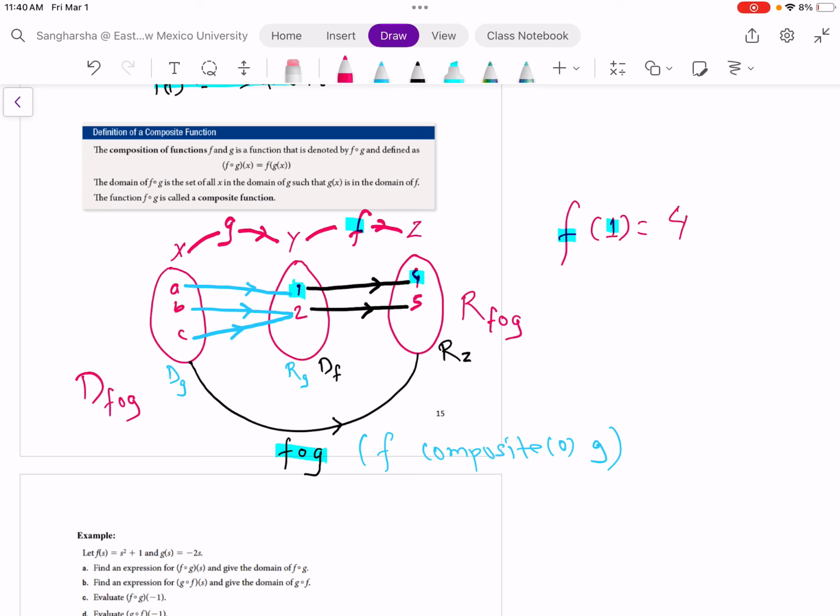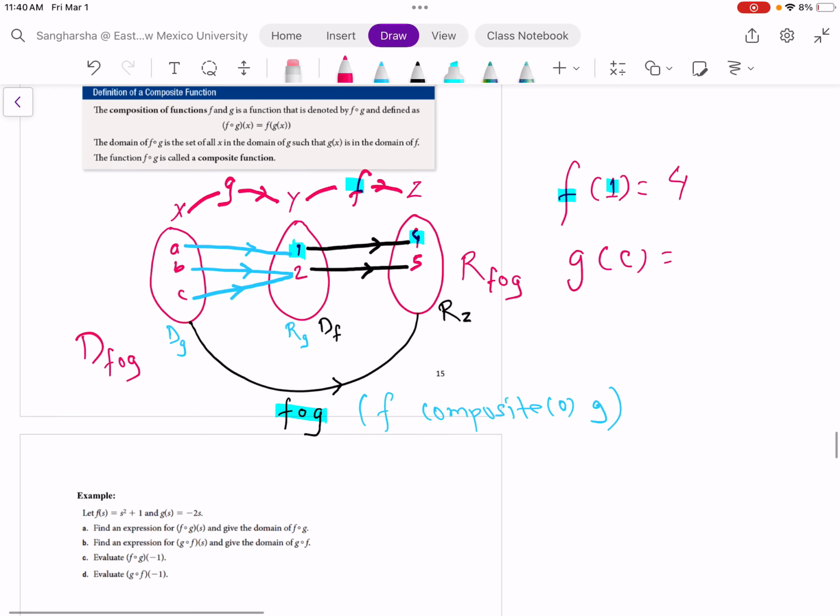Mason, what is G of C equals to? 5? G of C is 2. So our function is G. We're going to see here, this is our G function. Input is C, so we get output 2. That's right.